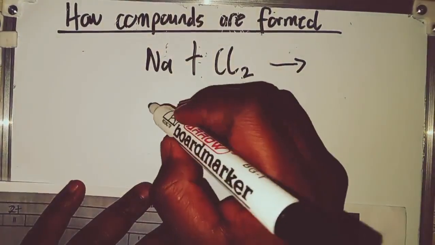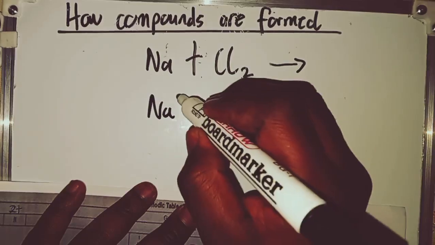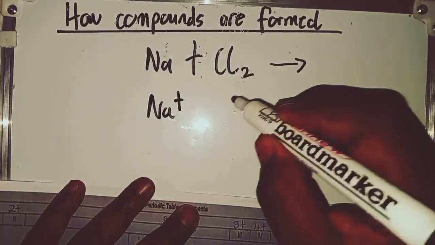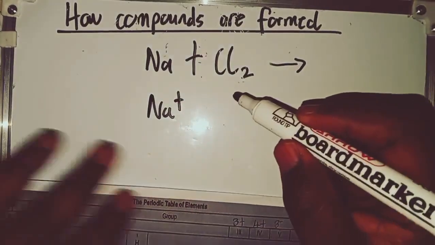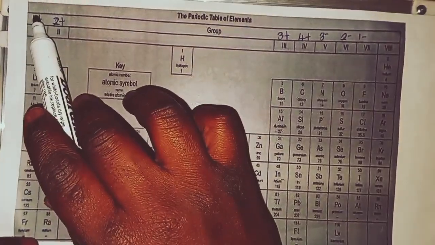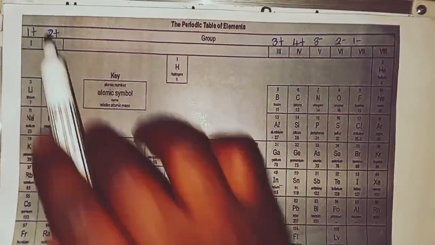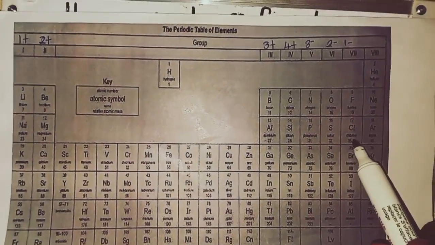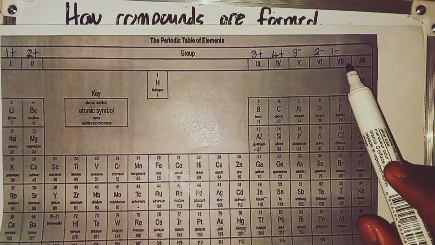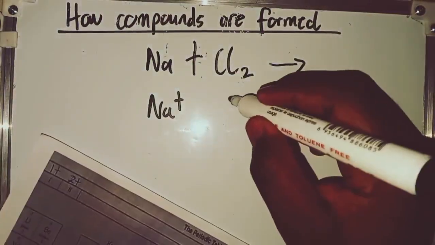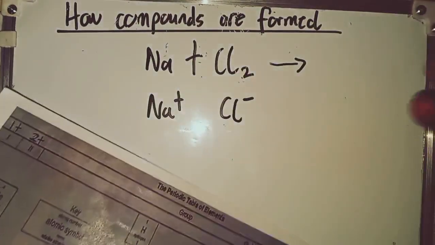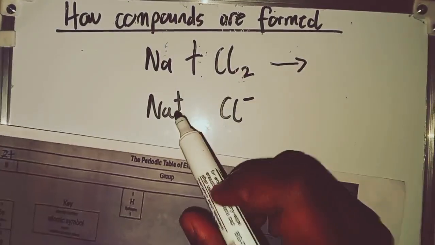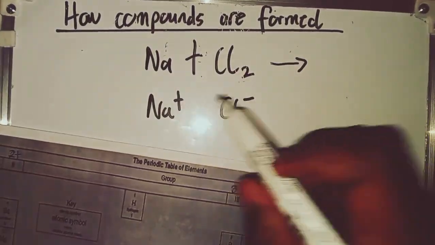So here sodium is sodium plus. This is how they react. The ions are the ones which react. Sodium is in group 1, so it forms an ion of 1 plus. Chlorine is in group 7, so it forms an ion of Cl minus, or minus 1, same thing. Here we only take the numbers, not the plus or minus.